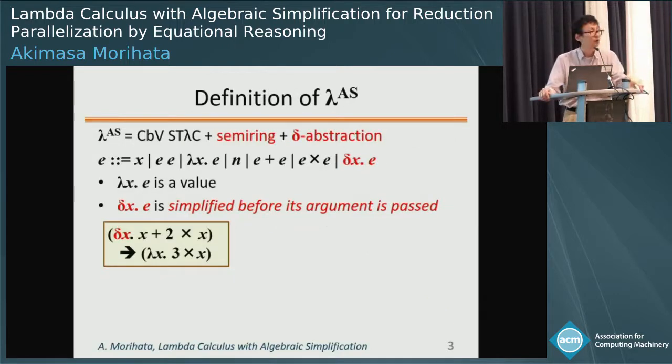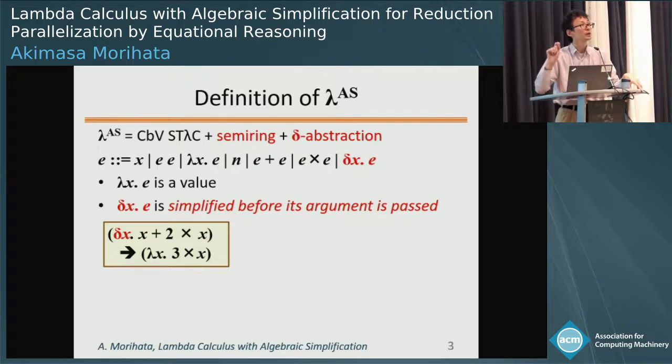Now let's go into the technical detail. Lambda AS is a call-by-value simply typed lambda calculus with semi-ring operators and a special abstraction operation, delta abstraction. In this talk, we only consider addition and multiplication as semi-ring operators. So the syntax of Lambda AS is either a variable, function application, lambda abstraction, numeral constant, addition, multiplication, or delta abstraction. The only non-trivial operator is the delta abstraction.